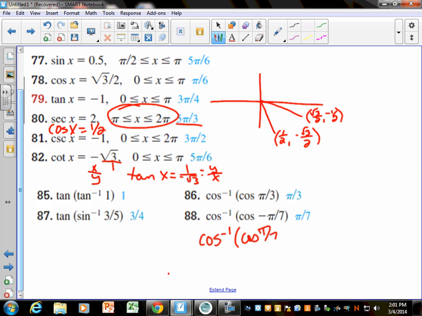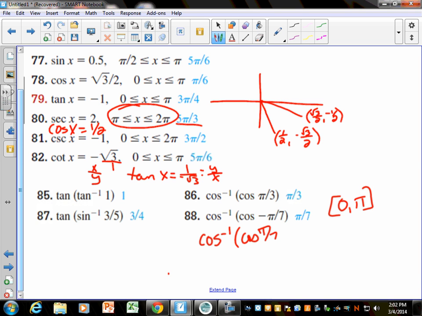Because is negative pi over 7 in the restricted thing for cosine? What's the restricted thing for cosine? Yeah, 0 to pi, right? Inverse sine and inverse tangent is negative pi halves to pi halves, so it would have been in there. But for cosine, you're only supposed to be able to cancel out if it's between 0 and pi. So when I first looked at this problem, I thought, how am I supposed to do that? Because it's not in my restricted value.